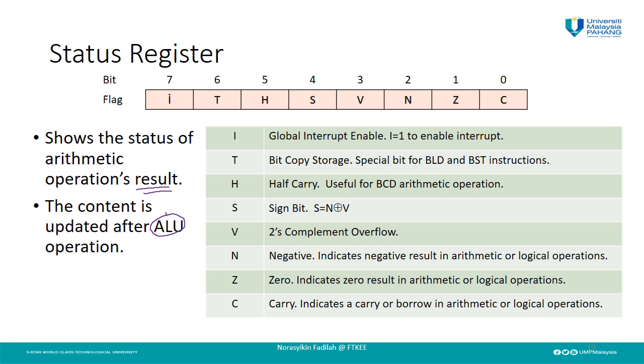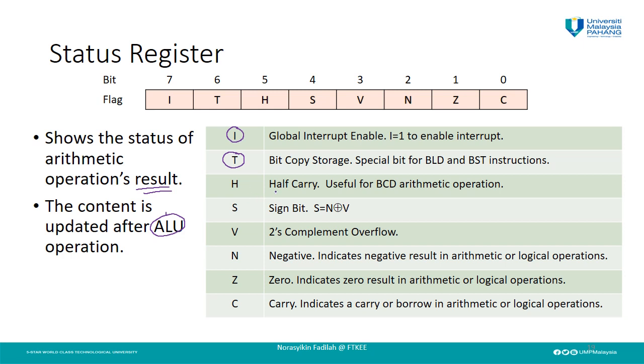At the most significant bit, we have the interrupt enable, and then at bit 6 we have the bit copy storage. For these two, we are not going to discuss in detail because for arithmetic operations, these 6 flags are the ones that will be affected depending on which instruction is executed.